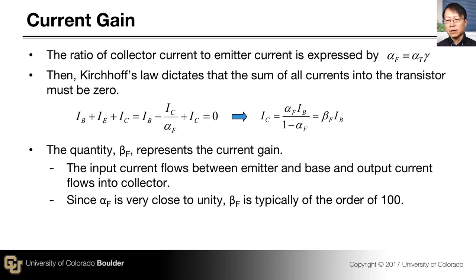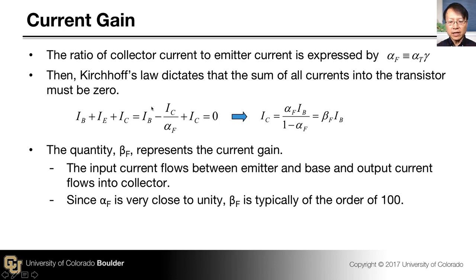And this product of alpha sub t and gamma we define as a new parameter, to be denoted as alpha sub f. And then from Kirchhoff's law, the summation of all these currents, base, emitter, and collector currents, which are defined as currents coming into the device, should equal 0. And the emitter current is related to the collector current through this newly defined parameter alpha sub f.